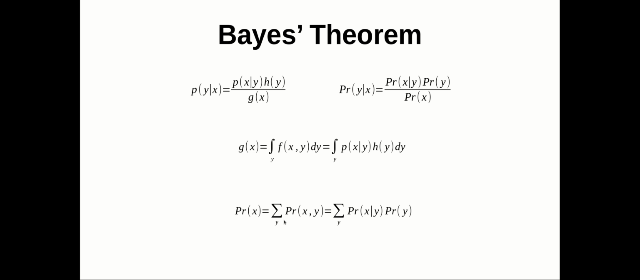So the probability of x conditional on y times the margin of y, and then sum over all the different values of y, over the entire sample space for y, basically. So that's going to allow us to actually compute the denominator.